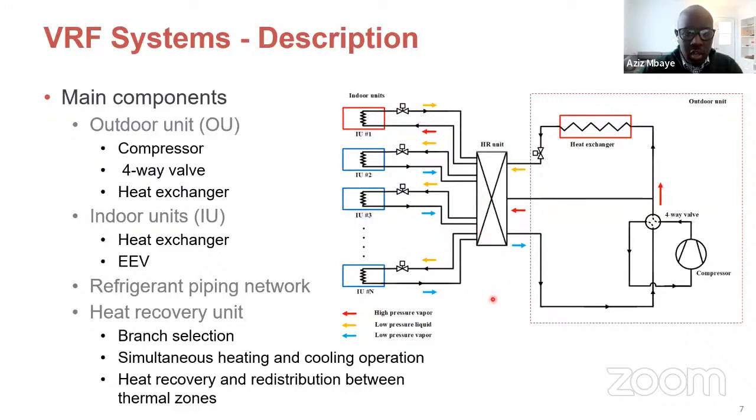The heat recovery unit here acts as the branch controller for simultaneous heating and cooling operation to help recover and redistribute the heat between the zones. And finally, the operation of a VRF is very similar to that of a conventional heat pump system, except that here for the VRF, the refrigerant flow rate in the indoor units will be controlled by its own valve and according to its load.